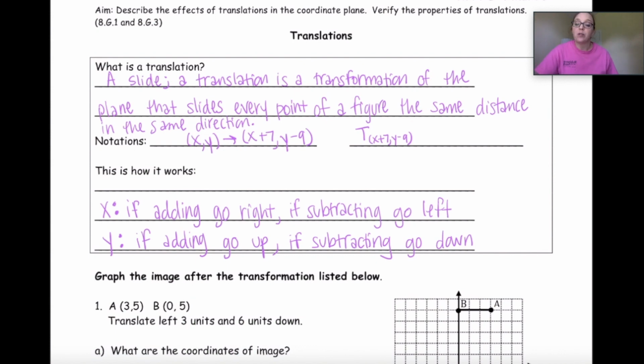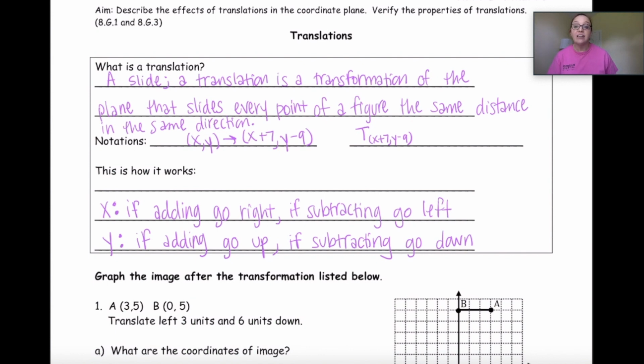Okay, welcome back. In this lesson, we're going to talk about translations. Now, this first section has some information that you'll need to fill in. So you will need to pause the video and fill this information in. Go ahead and do that now, and then we'll discuss.